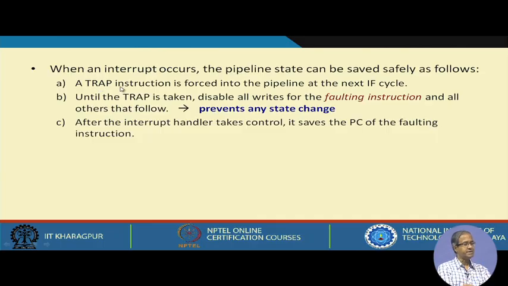The control unit will know that this trap instruction was inserted, and the control unit will not allow any writes to occur. It will disable all writes, not only for the instruction which generated the exception or the interrupt, but for all the instructions which follow it. And this will continue until the trap reaches the WB stage. Until the trap comes out of the pipe, you will be disabling all writes, and when the trap comes out, then only the interrupt handler or the interrupt service routine will be activated. It will save the program counter of the instruction that generated the page fault, and it will process the interrupt.